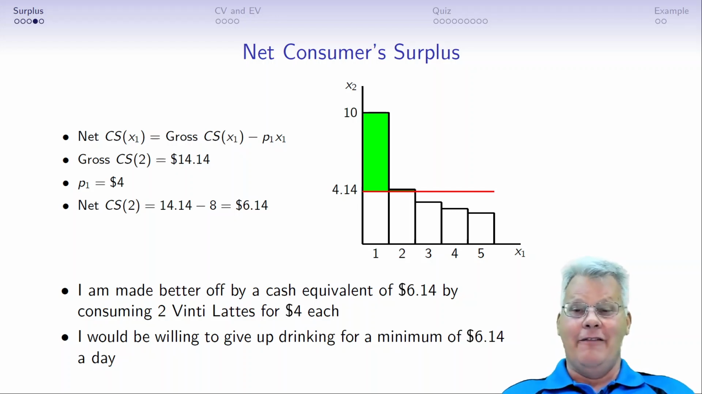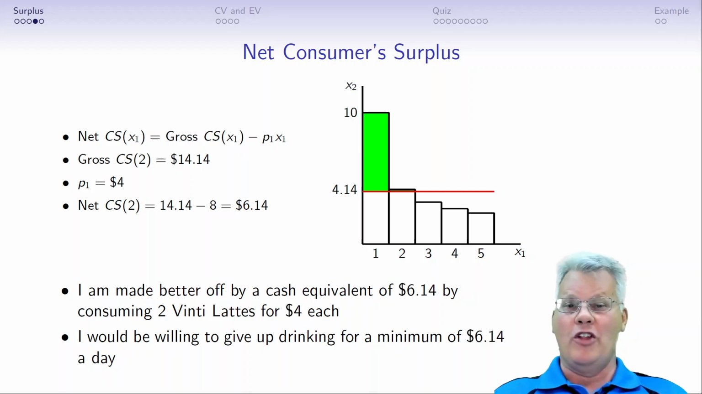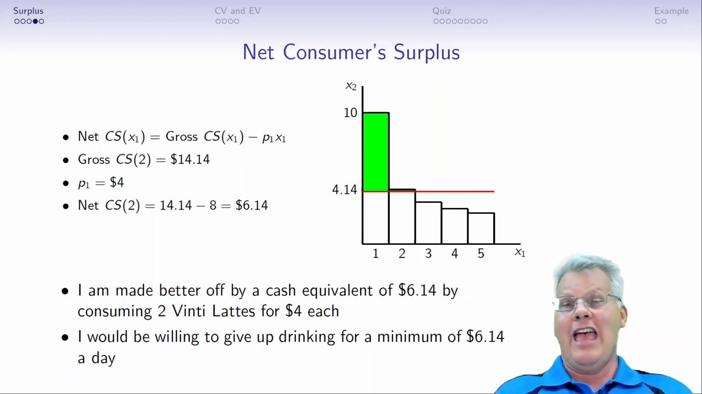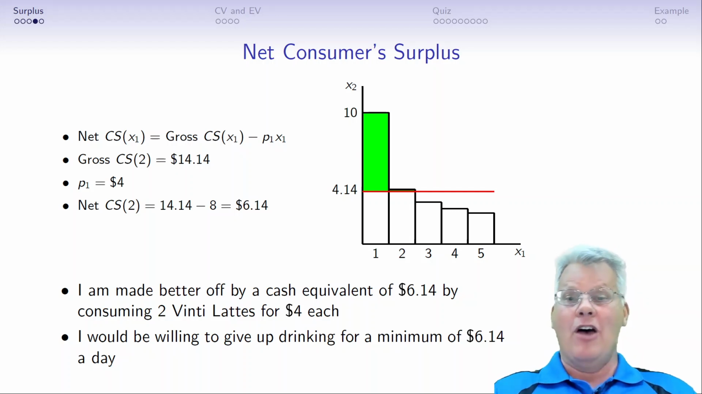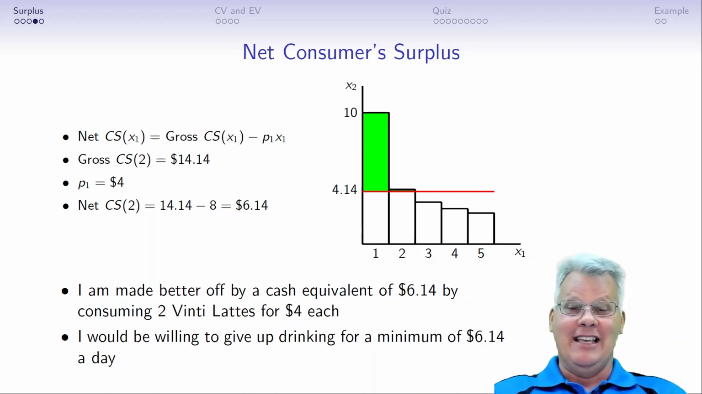My second Vinny latte, my reservation price was $4.14. So what that means is if I buy a second one at $4 and drink it, that makes me better off by a net amount of 14 cents. And since my reservation price is less than $4 for each additional latte, I would not buy more than 2 lattes.